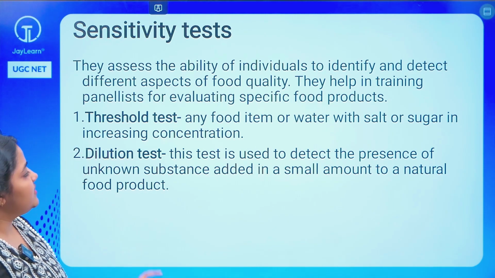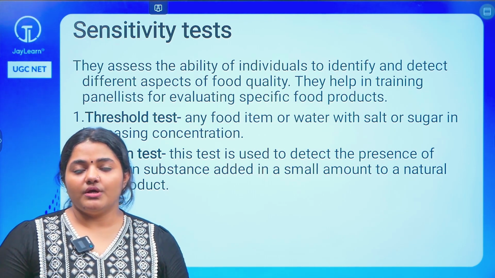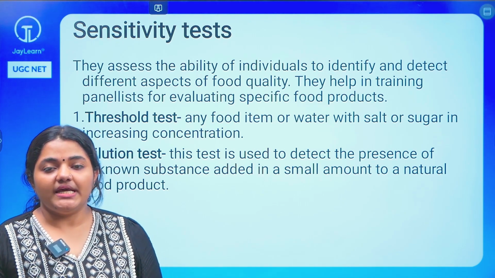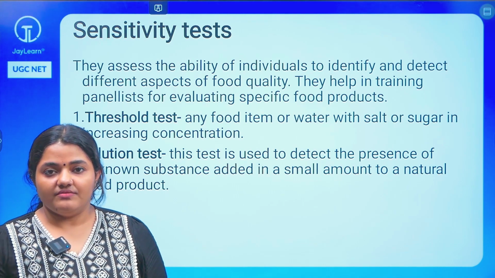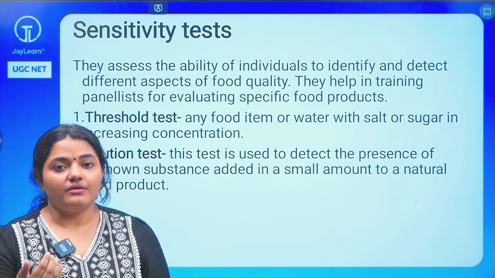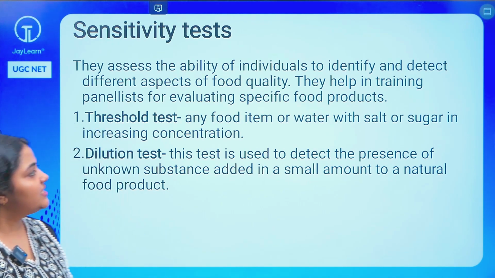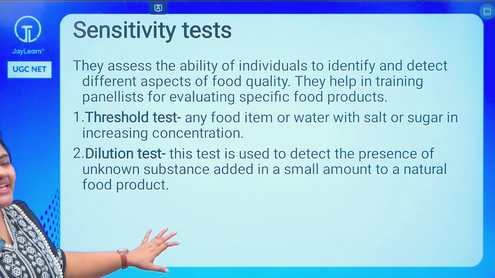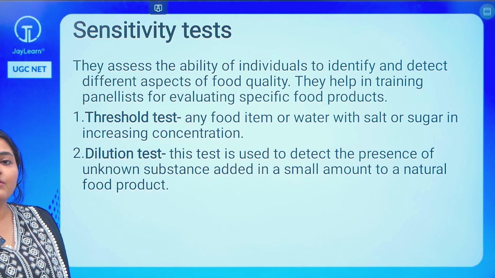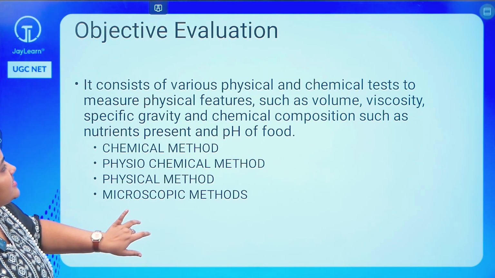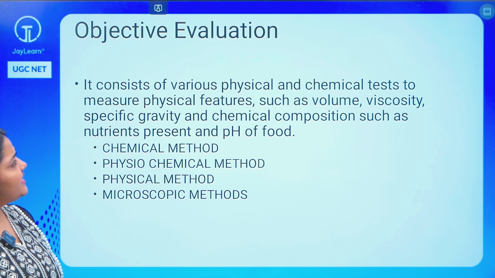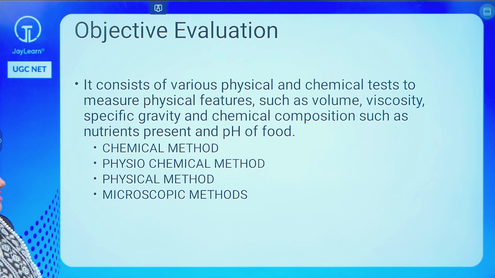Next one is dilution test. Again, sugar or any other food component will be diluted in different concentrations, and that food is given, and we have to rank them according to their dilution. Okay, this is usually done with highly trained faculty, where they will be able to understand the different concentrations. Okay, so this is about sensory test. Next one is again objective evaluation.